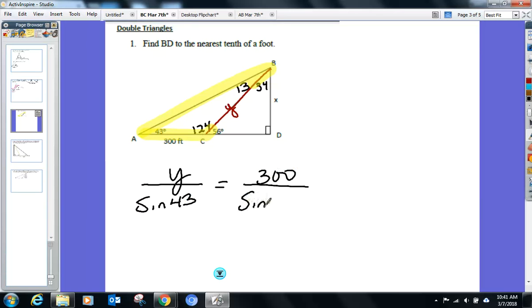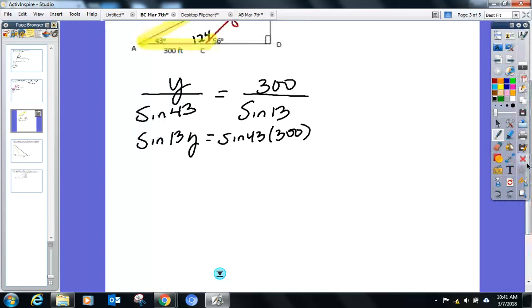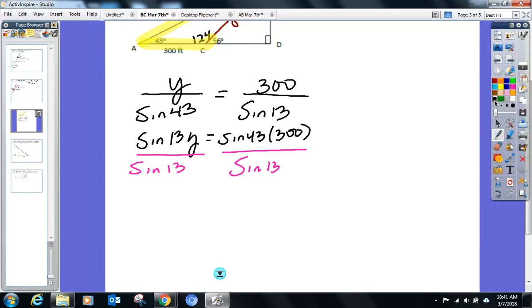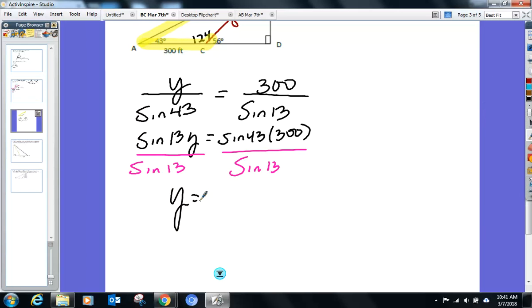So I have y sine of 13 times y equals sine of 43 times 300. Divide both sides by sine of 13. And as I get this answer, what am I going to ask you now? What are you not going to do? Yeah, this is just part of the problem. So this 909.5290023 is staying just like it is.